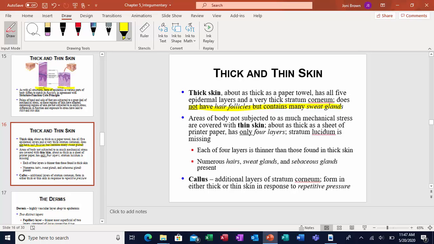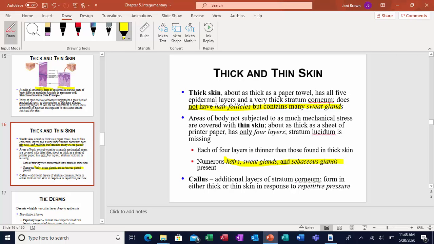Other areas have thin skin, and it's about as thick as a sheet of printer paper. It only has the 4 strata, the 4 layers. The lucidum is missing. However, you have hair follicles, hair, sweat glands, and sebaceous glands.